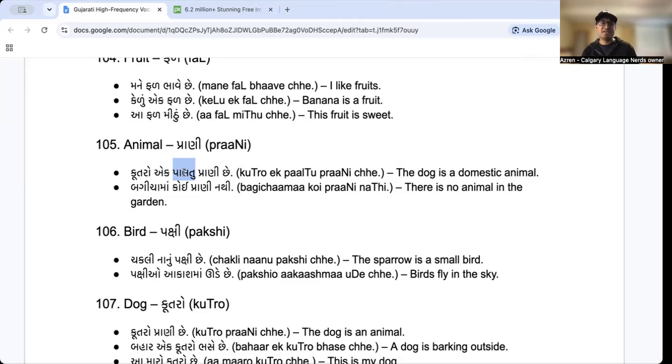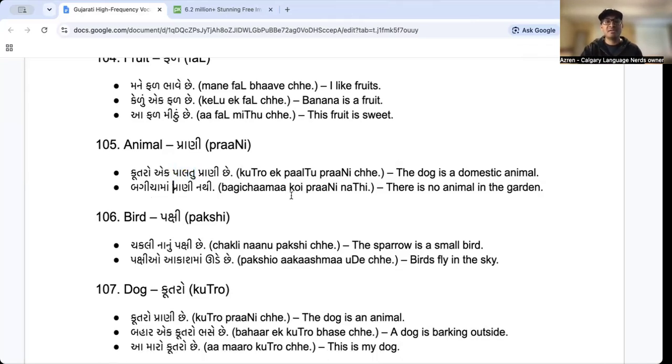Bagicama koi prani nathi. Or we can even simplify the sentence. Bagicama prani nathi. There are no animals in the garden. Let's just make a simpler one. There aren't animals in the garden. Bagicama prani nathi.